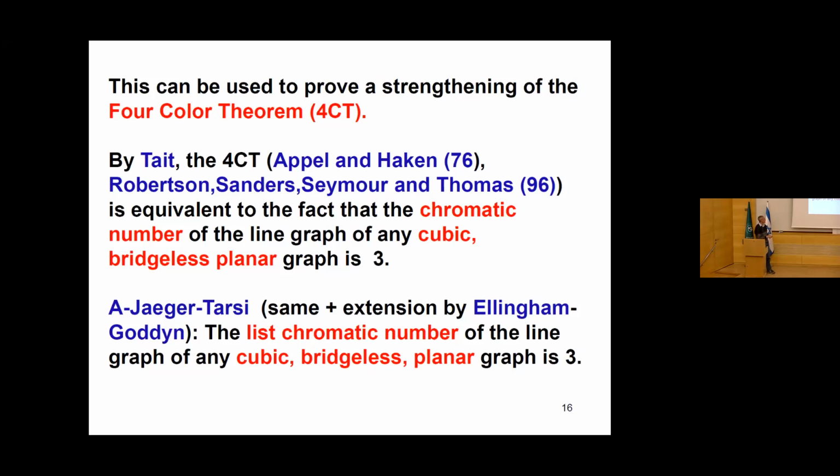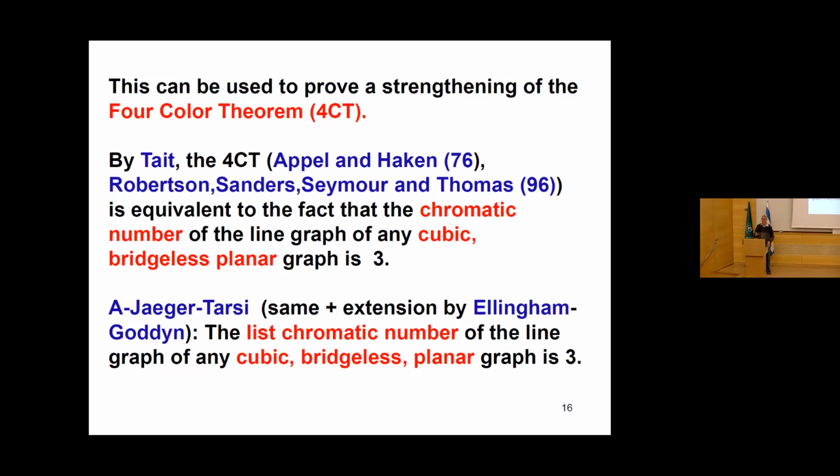So the following statement is therefore stronger than the four-color theorem. This is something proved with Schauz and Tarsi, and the same was proved independently by Ellingham and Goddyn, who actually proved some extension for planar multigraphs as well. And what this says is that the list chromatic number of the line graph of any cubic bridgeless planar graph is 3. Not only can we color the edges by 3 colors with adjacent edges getting distinct colors, but we can do it from lists also.